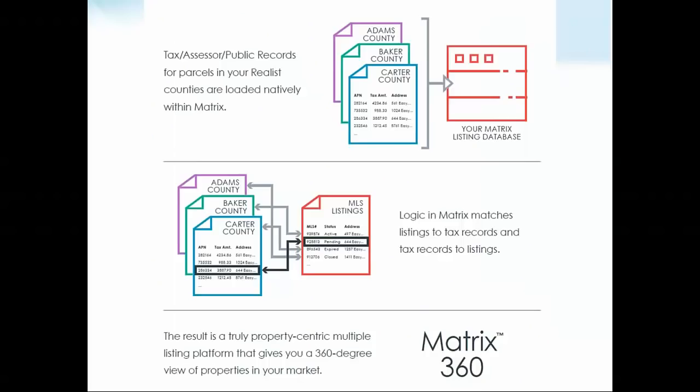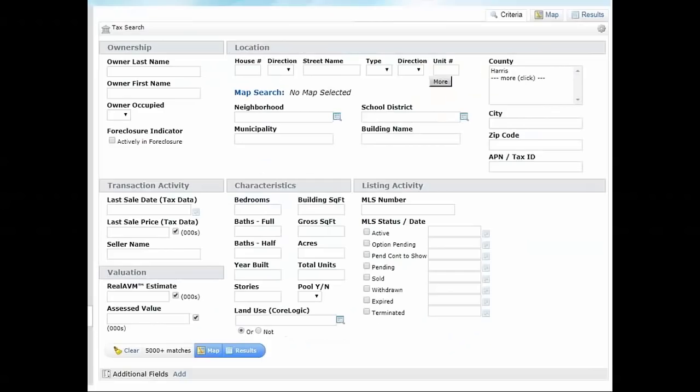One of the things that will benefit from this is that you'll have the tax database and the Matrix MLS database combined together, and the system will be able to match tax records and listings to each other. This creates a property-centric multiple listing platform that gives a 360-degree view of properties in your market.